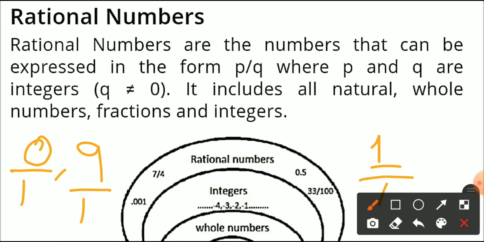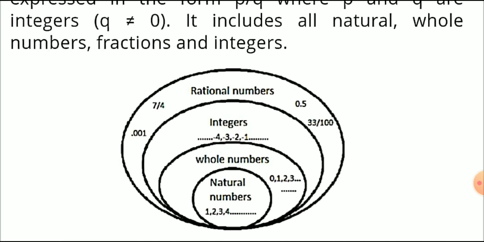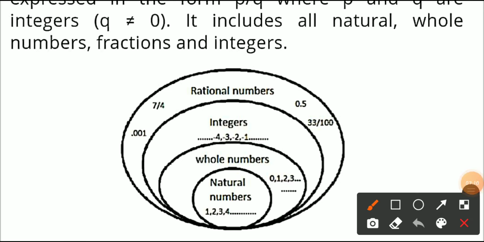Understand? So by this reason we have this figure or the diagram. You can see natural numbers, which is the collection of positive numbers 1, 2, 3, 4, 5, 6, 7, 8, 9. If we include 0 in the collection of the natural numbers, together they form whole numbers. In the whole numbers, if we include the negative numbers like -1, -2, -3, -4, they become integers.